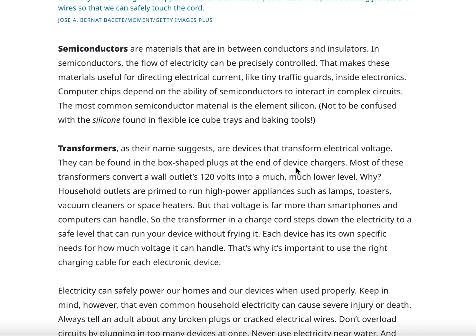All right, so semiconductors are different materials that allow some flow of electricity, but it can be controlled.